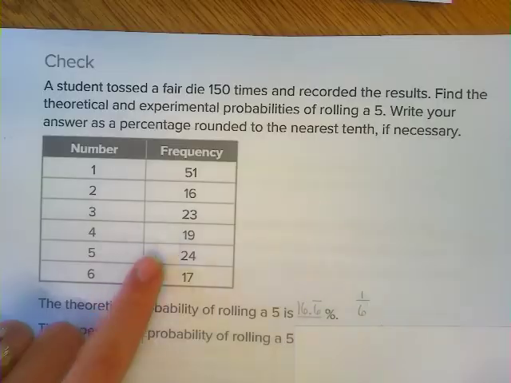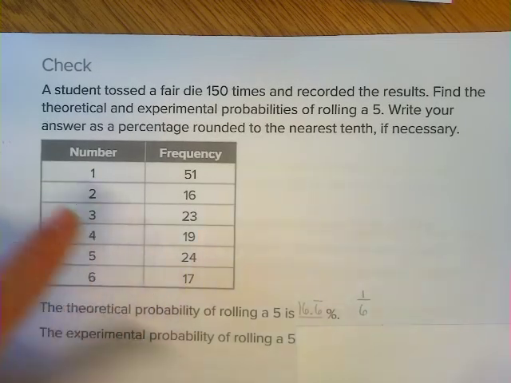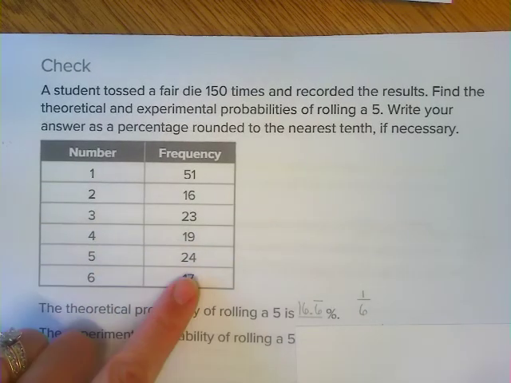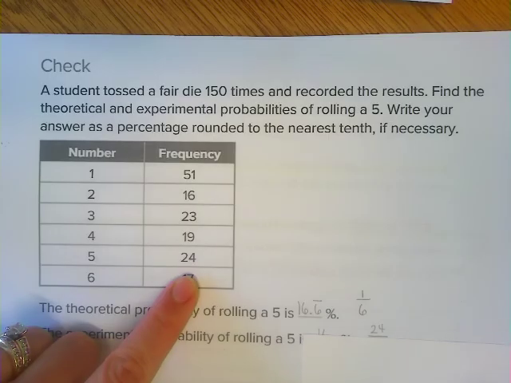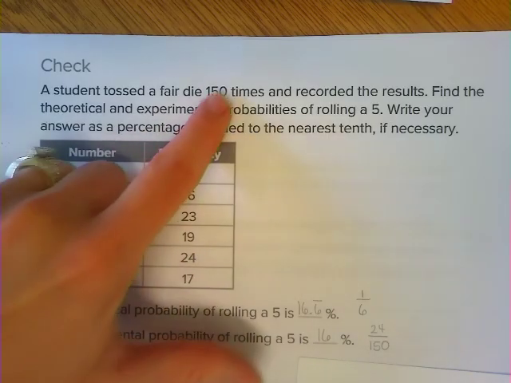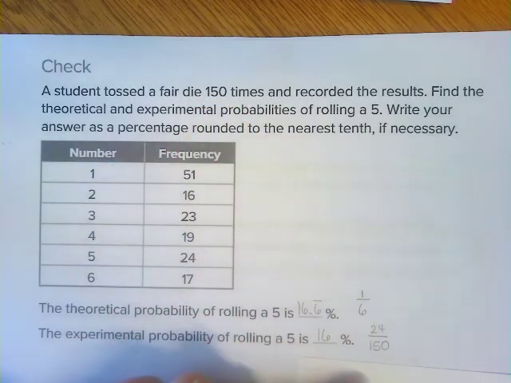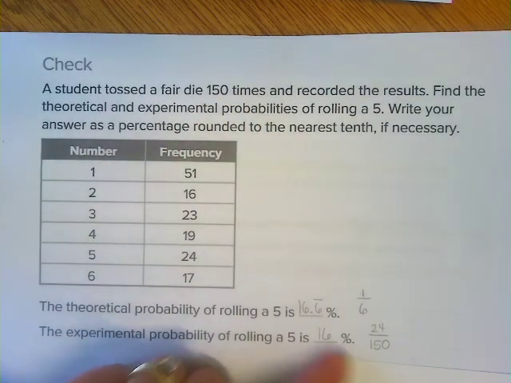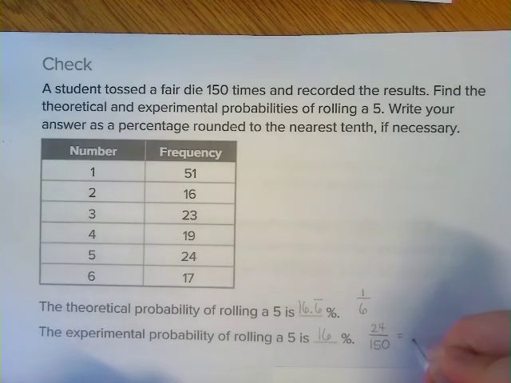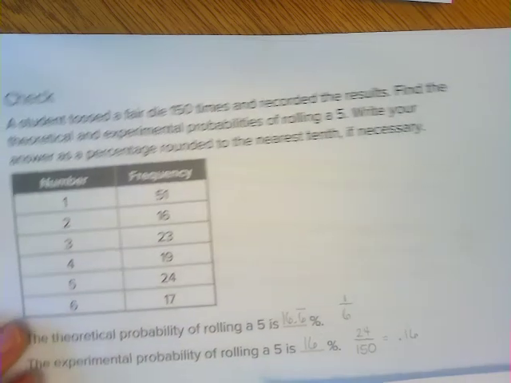Experimental is going to be based off of how many times it occurred when you actually did the experiment. So I'm looking at how many times I got a 5. So that's why I have a 24 on top. Put that over the number of times that I actually rolled that die. So I got 150. Divide those two, and I got 0.16. And so I just changed that to a percent. So I just moved that decimal point over 2 spots.